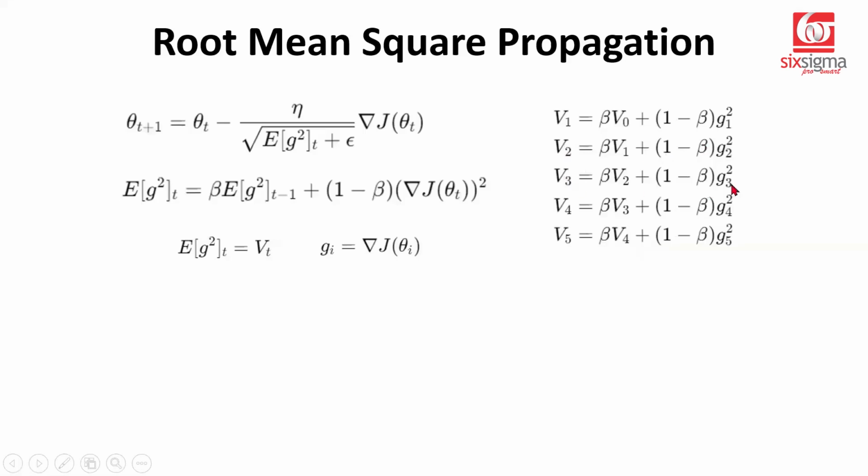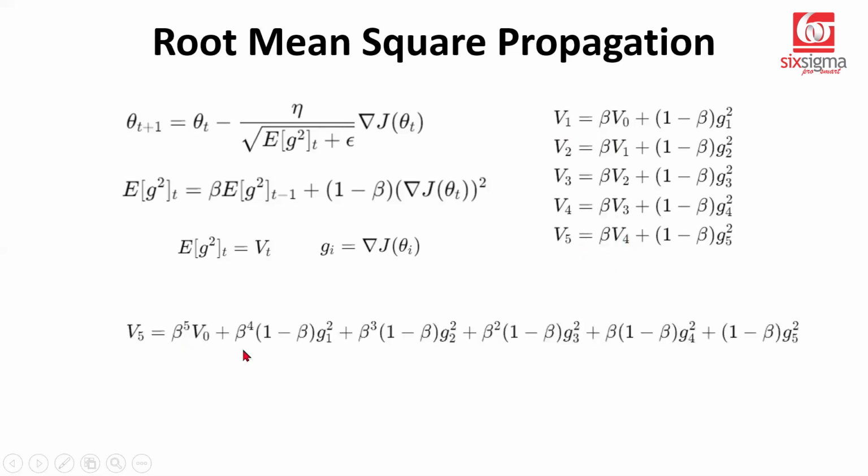So likewise, we can keep on building. We are just going up to 5 steps. Let's say V5 will be beta times V4 plus 1 minus beta times the gradient squared at time step 5. Now this V0 would be a value which will be almost equal to 0 because that's where we started. Other than that, if we have to find V2, we can put the value of V1 here. If we have to find V3, we can put the value of V2 here from the previous equation, and likewise. So if we do this ourselves up to V5, here is what we're going to get.